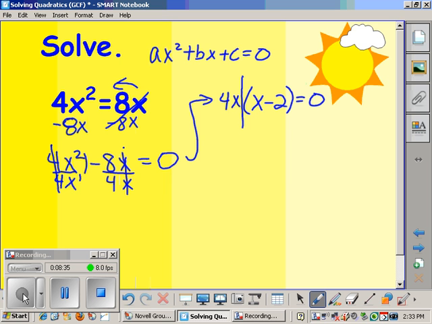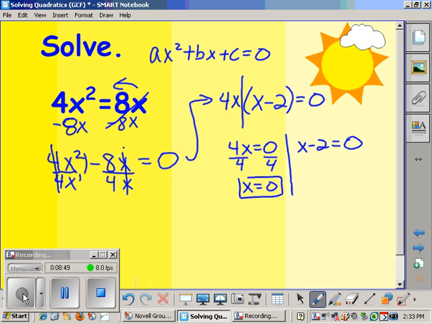And the 4x and the x minus 2 will now be used to create our two equations. So we know that one of our answers should be 0. So when we divide by 4, 0 divided by 4 is 0. That's one x-intercept. And then if we add 2, our other x-intercept is a positive 2.